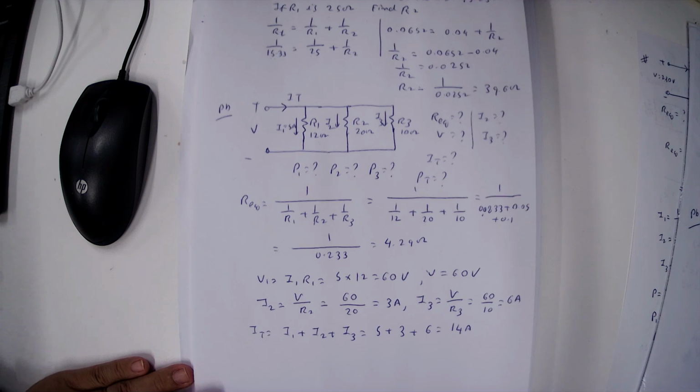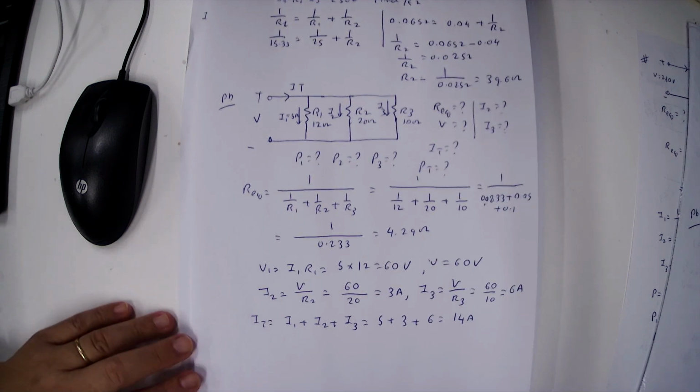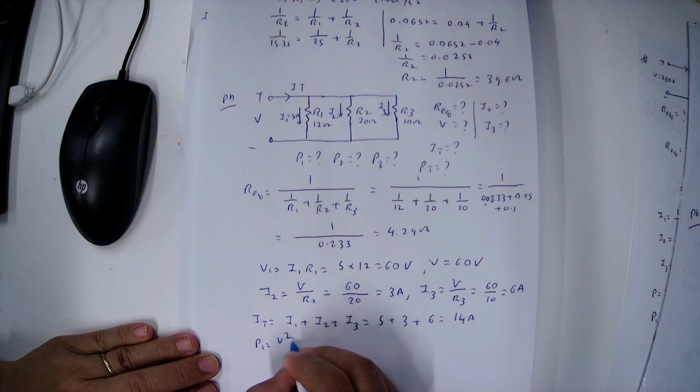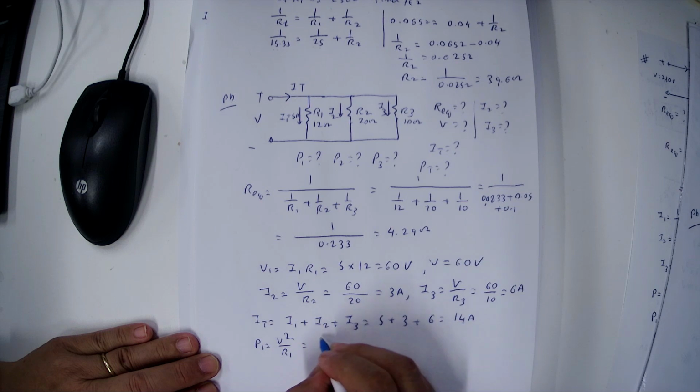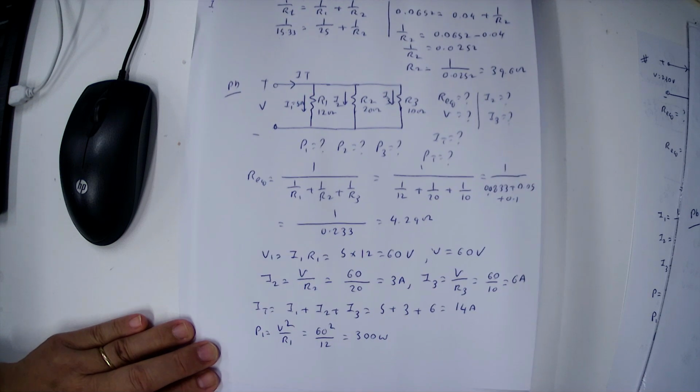And we also need to calculate the power dissipated in each branch. We have to calculate the power in R1, power in R2, and power in R3. So we write down the equation. You can calculate using I square R or V square over R, the same formula. So P1 equals V square divided by R1. The voltage is 60 square, resistor R1 is 12. 60 square divided by 12, so you got 300 watt. P1 equals 300 watt.